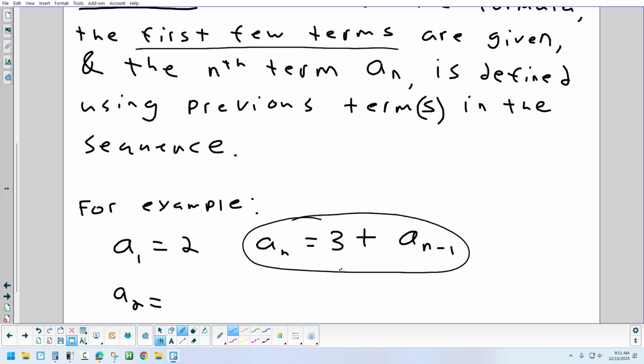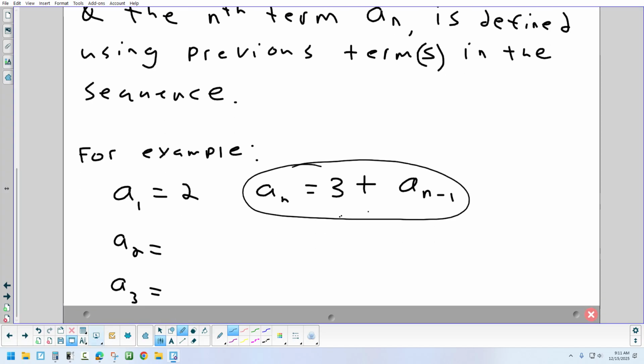I'm asking you to find the second term. I'm giving you the first term, and I'm telling you what to do to it. So using that recursive formula, what would be the second term in this sequence? 5. And the third term? 8. Right. It's not that bad if you only have to figure out a couple of them. But if you want to get to the 657th term, well, I don't want to keep adding 3. That's going to take a long time.